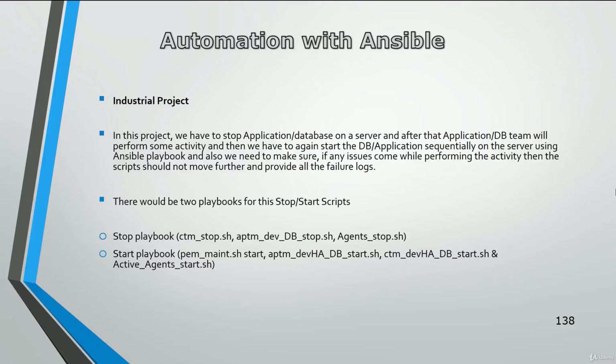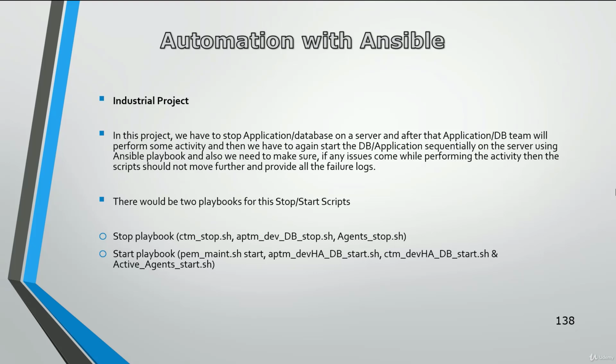Welcome to Automation with Ansible. So friends, in this lecture we are going to develop our Ansible playbook for stopping the Control-M applications. You can see the sequence of the scripts' names: ctm_stop.sh, that would be the first script we have to put in our Ansible playbook, and then aptm_dev_db_stop.sh, and then lastly agents. So that would be the sequence of the scripts that should run one by one.